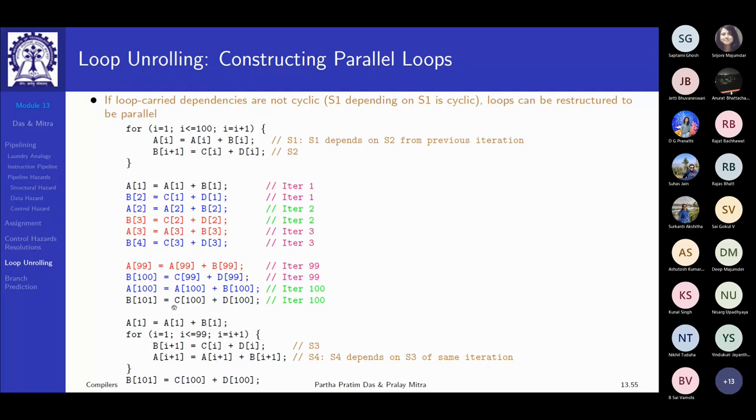Now take a look at the code below. What I have done here is basically unfold the two instructions, one after the other. So in iteration 1, the magenta comment, A1 and B2 are computed. In iteration 2, the green comment, A2 and B3 get computed. In iteration 3, A3 and B4 get computed, and so on. In iteration 99, A99 and B100 will be computed. And finally, in iteration 100, A100 and B101 will get computed.